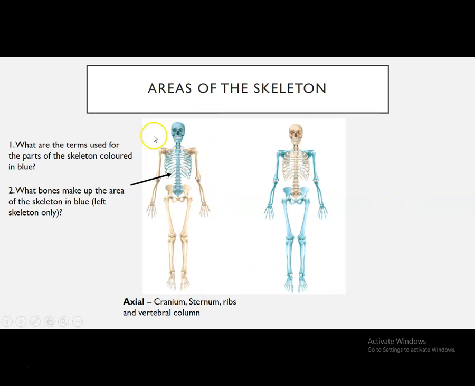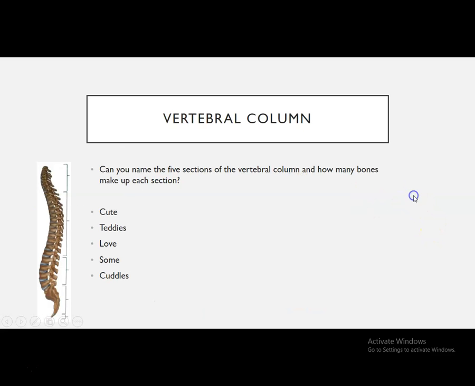So this is the axial skeleton. It's made up of the cranium, the sternum, the ribs, and the vertebral column. And this one here is called the appendicular skeleton, made up of the limbs.